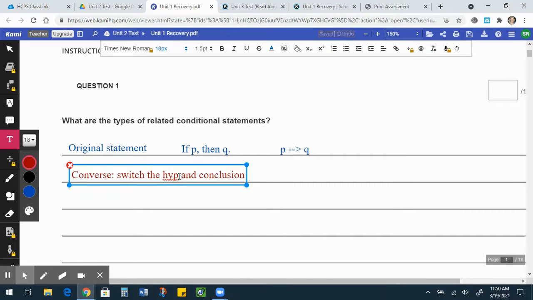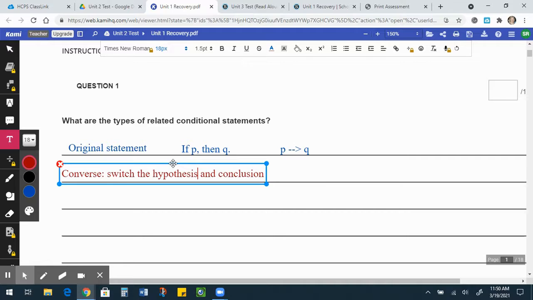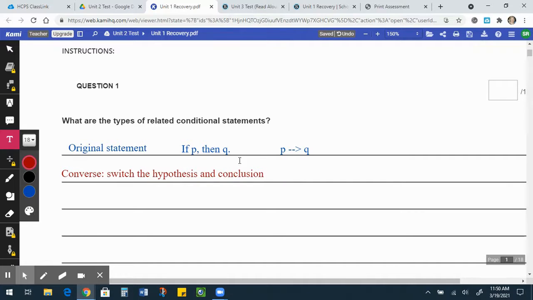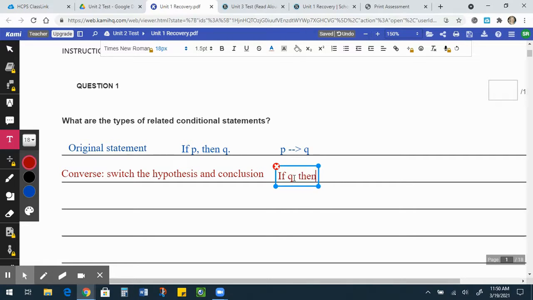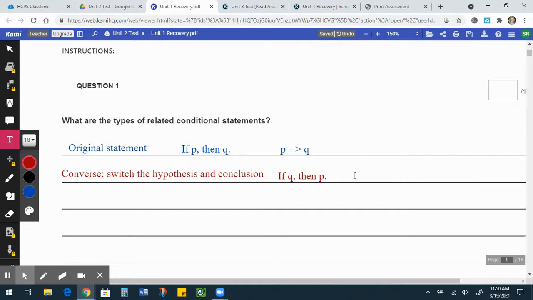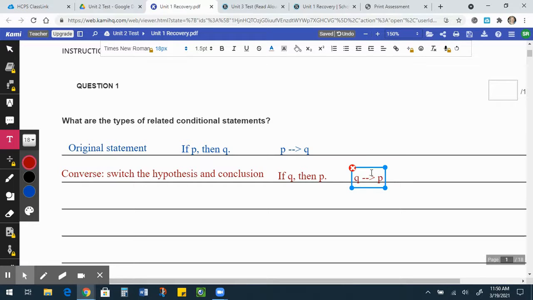So the key point here for converse, you're going to switch the hypothesis and the conclusion. Instead of saying if P then Q, it's going to now say if Q then P. And in symbolic notation, that would look like Q, arrow, P.